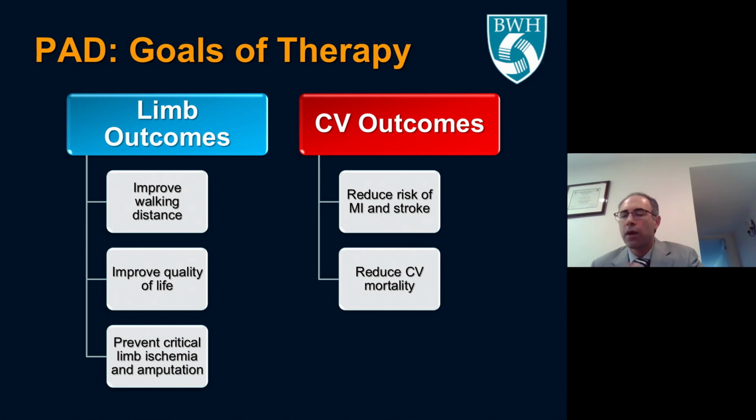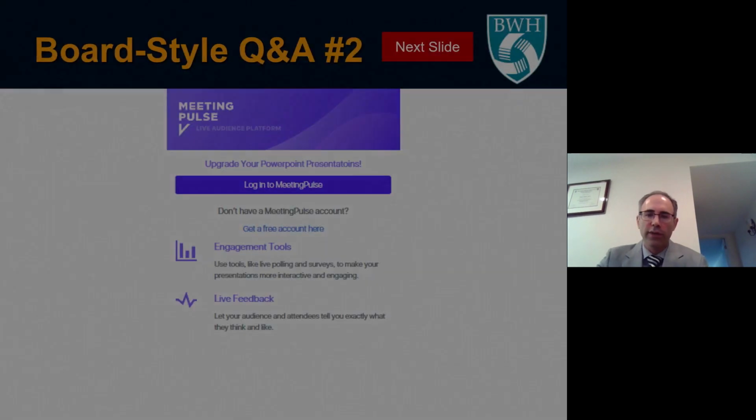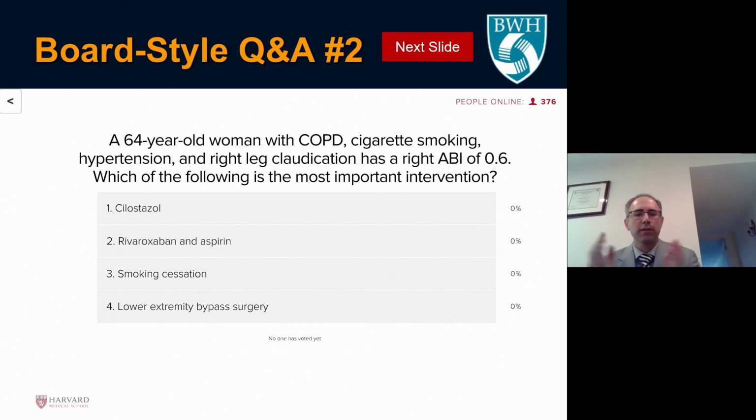Cardiovascular outcomes, of course, we want to reduce that 5-year risk of stroke and MI, and we want to reduce cardiovascular mortality. So we're going to focus all of our disease prevention efforts on that. Statins, controlling blood pressure, getting patients to stop smoking, all of the stuff that we know is important. All right, so what do we got here?